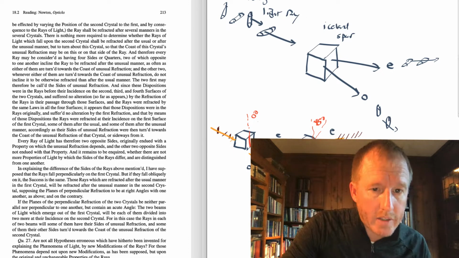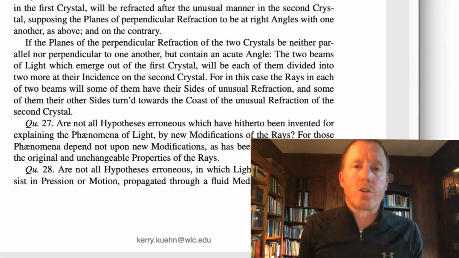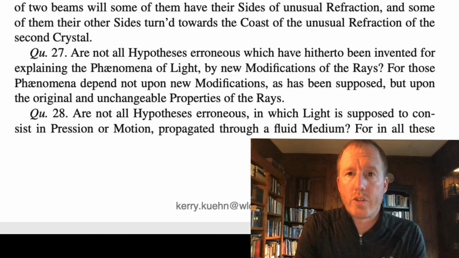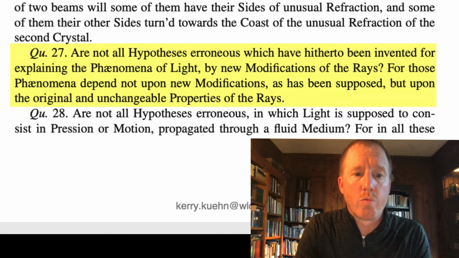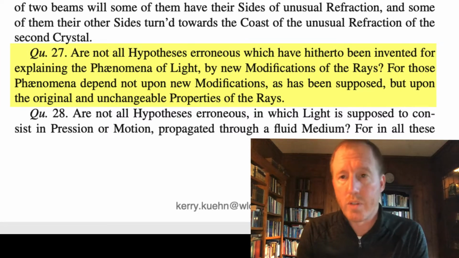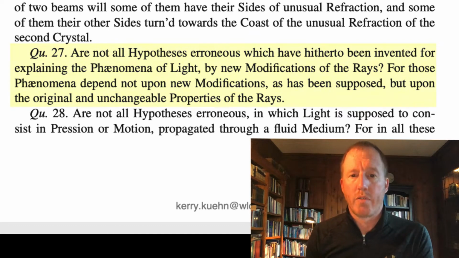So if you look at page 213, at the bottom, on query number 27, remember Newton is structuring this in terms of queries or questions and then answers. He says, "Query 27: Are not all hypotheses erroneous, which have hitherto, that means up until now, been invented for explaining the phenomena of light by new modifications of the rays? For those phenomena depend not upon new modifications, as has been supposed up until Newton, but upon the original and unchangeable properties of the light rays."